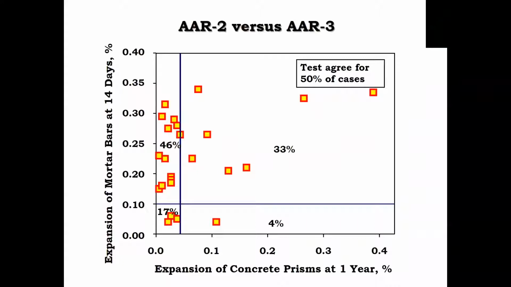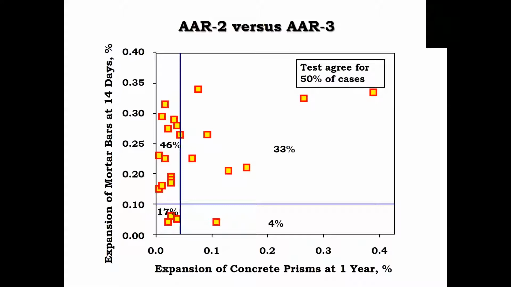And in this case, the tests do actually agree only 50% of the time. I think there's something like 30 different aggregates there. I should say before I go any further, the results of the concrete test agree very well with field performance. The aggregates that fail the concrete test have given poor field performance, and the aggregates that pass the concrete test have invariably given good field performance.